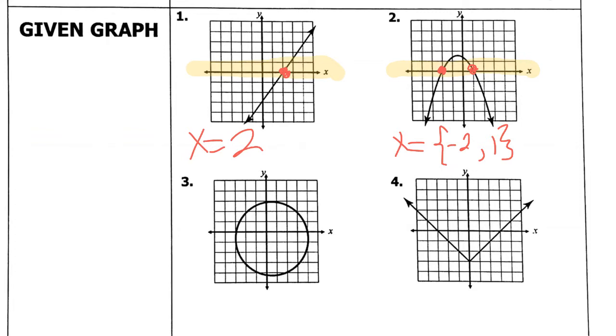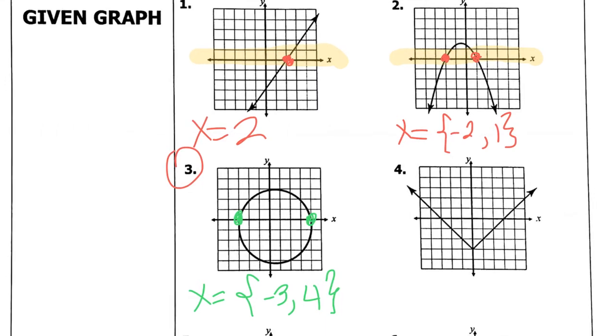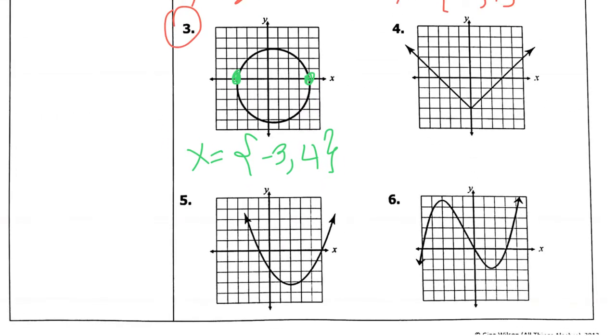For the last one that we're going to go over together, before I want you to try some of the other ones, we are going to go over number 3. Similar thing. If we look along the x-axis, it crosses here and here. So my solution for number 3 is x is equal to the set negative 3 and positive 4. Go ahead and take a moment and try the rest of those in the graphing section. So try 4, 5, and 6 on your own.